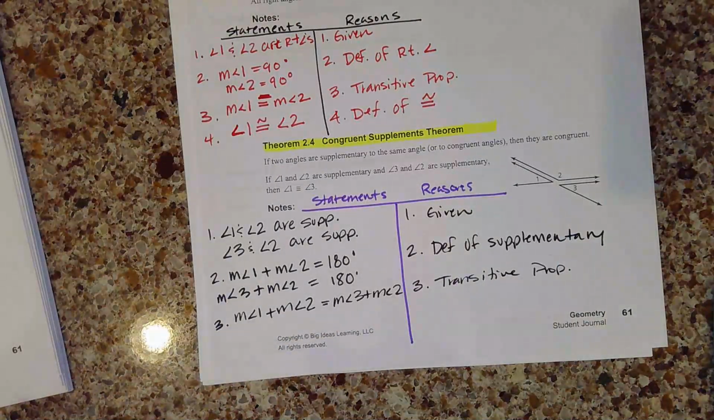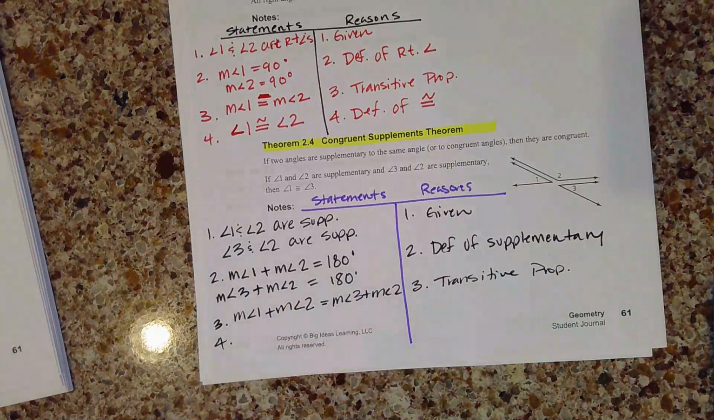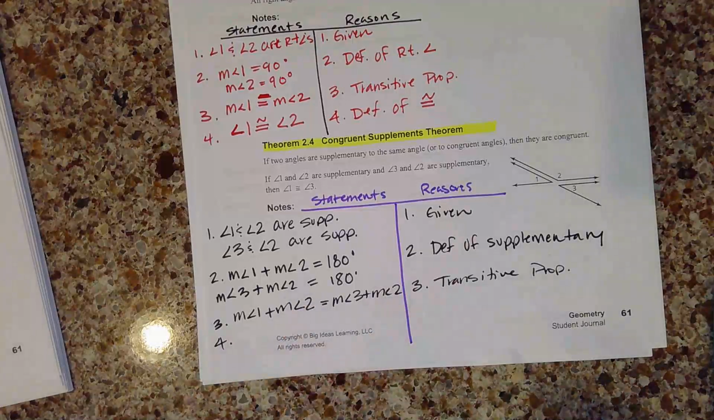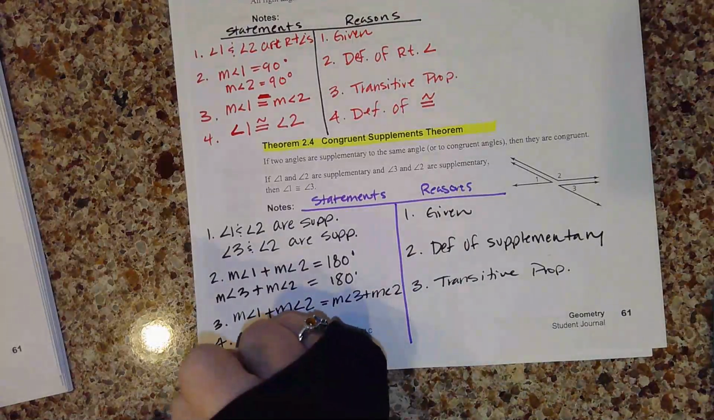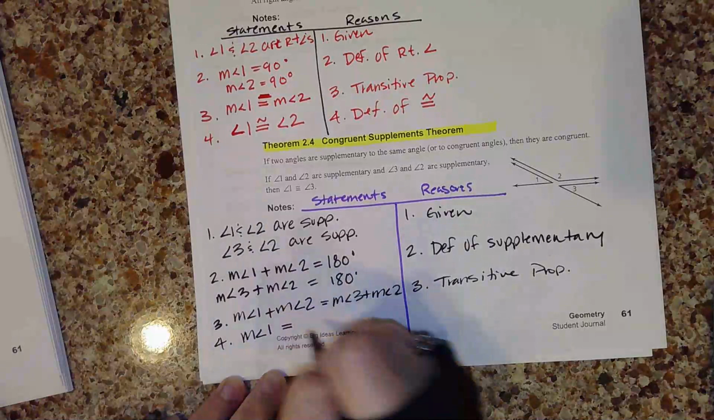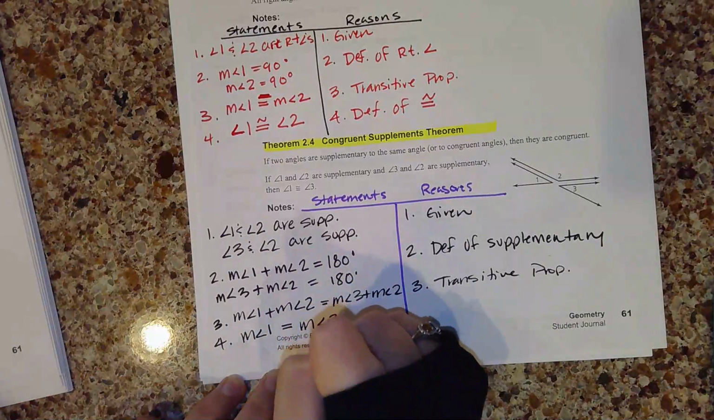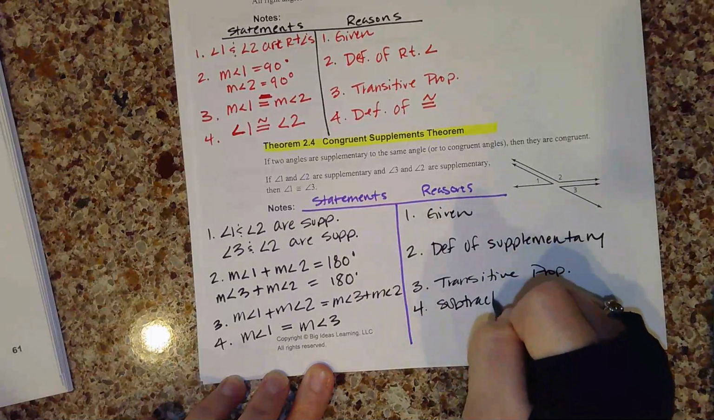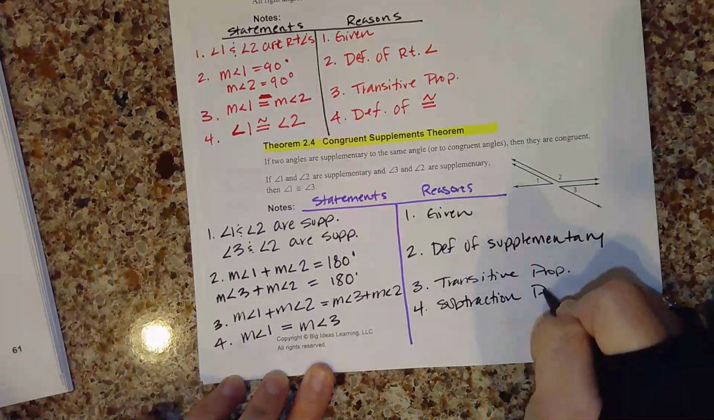Our goal is to show that angle 1 is congruent to angle 3. That is our goal. So statement number 4. What can I do here? Well, if you notice, they both have an angle 2 in common. What if I subtract that from both sides? Then I would get the measure of angle 1 equals the measure of angle 3. And this is that subtraction property of equality.